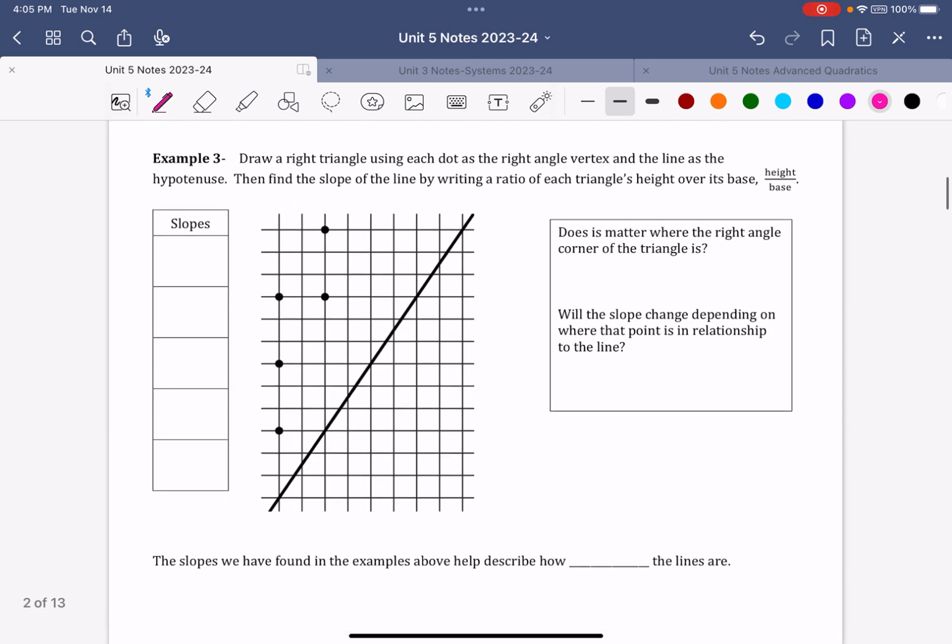Okay, and our next one, it says draw a right triangle and find the slope using the same instructions. So here we go. 1, 2, 3, 1, 2. So our vertical was 3, our horizontal was 2, and we can leave it as an improper fraction. 3/2 is great. Next one, 3, 6 over 4. That reduces to 3/2. 3, 6, 9 over 2, 4, 6. So 9 over 6, which is also 3/2.